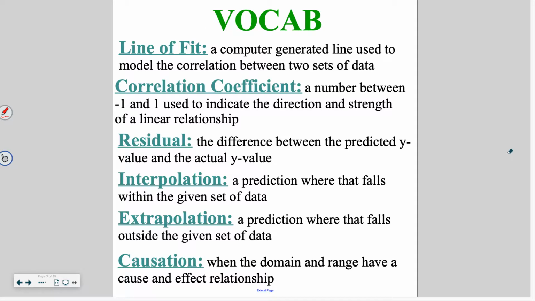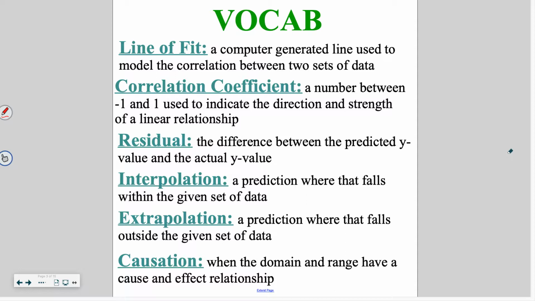A lot of vocab going on today. Line of fit, which we talked about a little bit in section 3.5. That is a linear model that can be used to establish correlation between data sets. In this case, we're going to be talking about lines of best fit, which is going to be a computer-generated model, as opposed to 3.5, where we were using our own lines of fit and drawing those in and making our own predictions. This is a computer-generated model to be as accurate as possible.